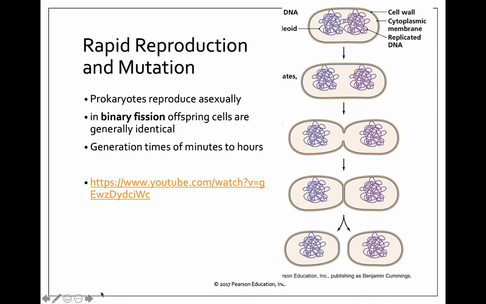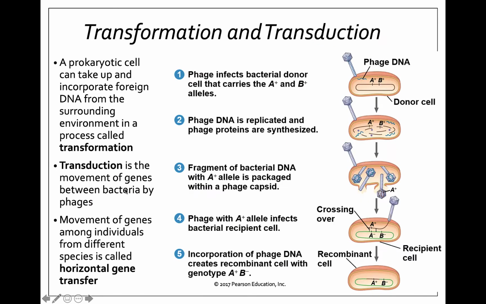But this process of binary fission does not create any genetic diversity. So the bacteria have to go through a different process in order to create genetic diversity amongst their individuals. Two of these processes are called transformation and transduction.